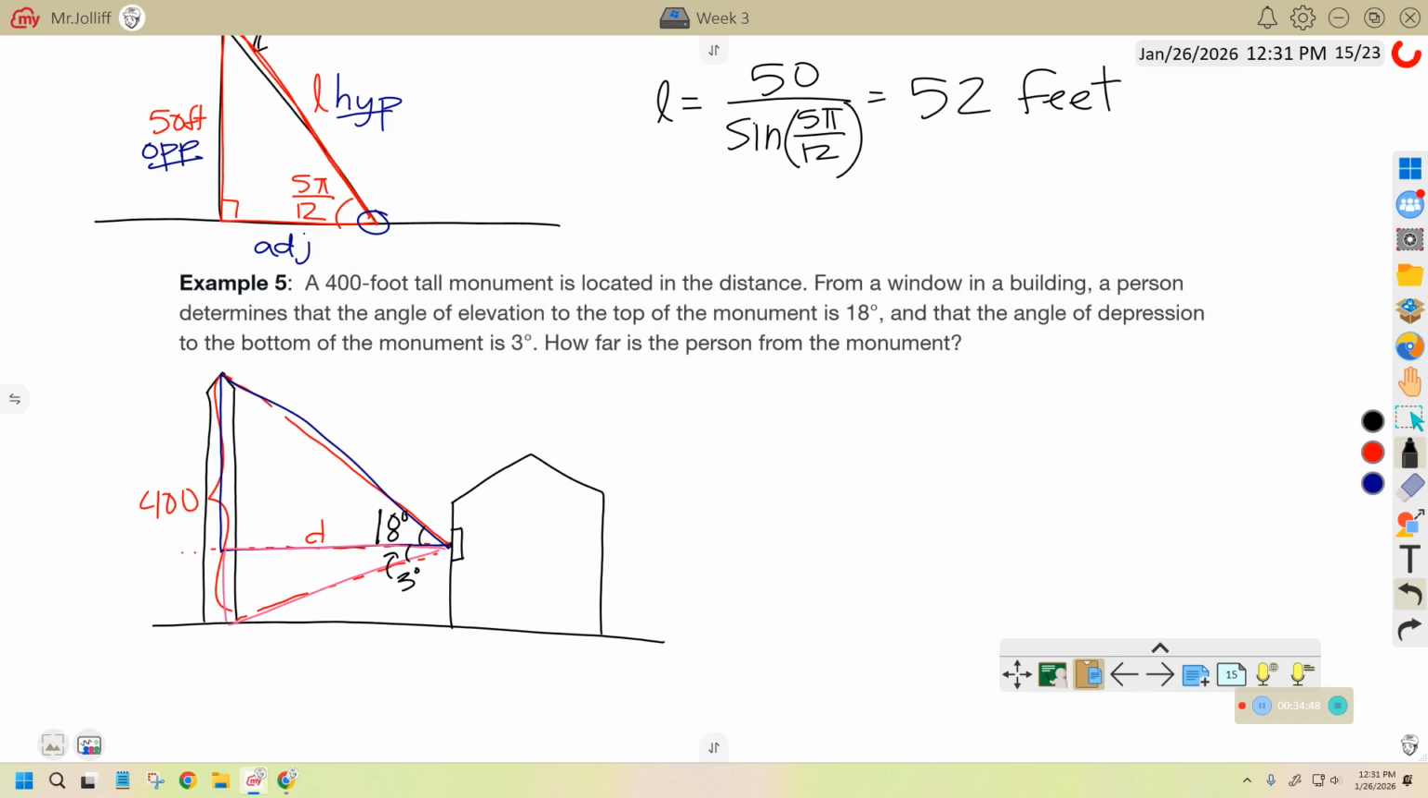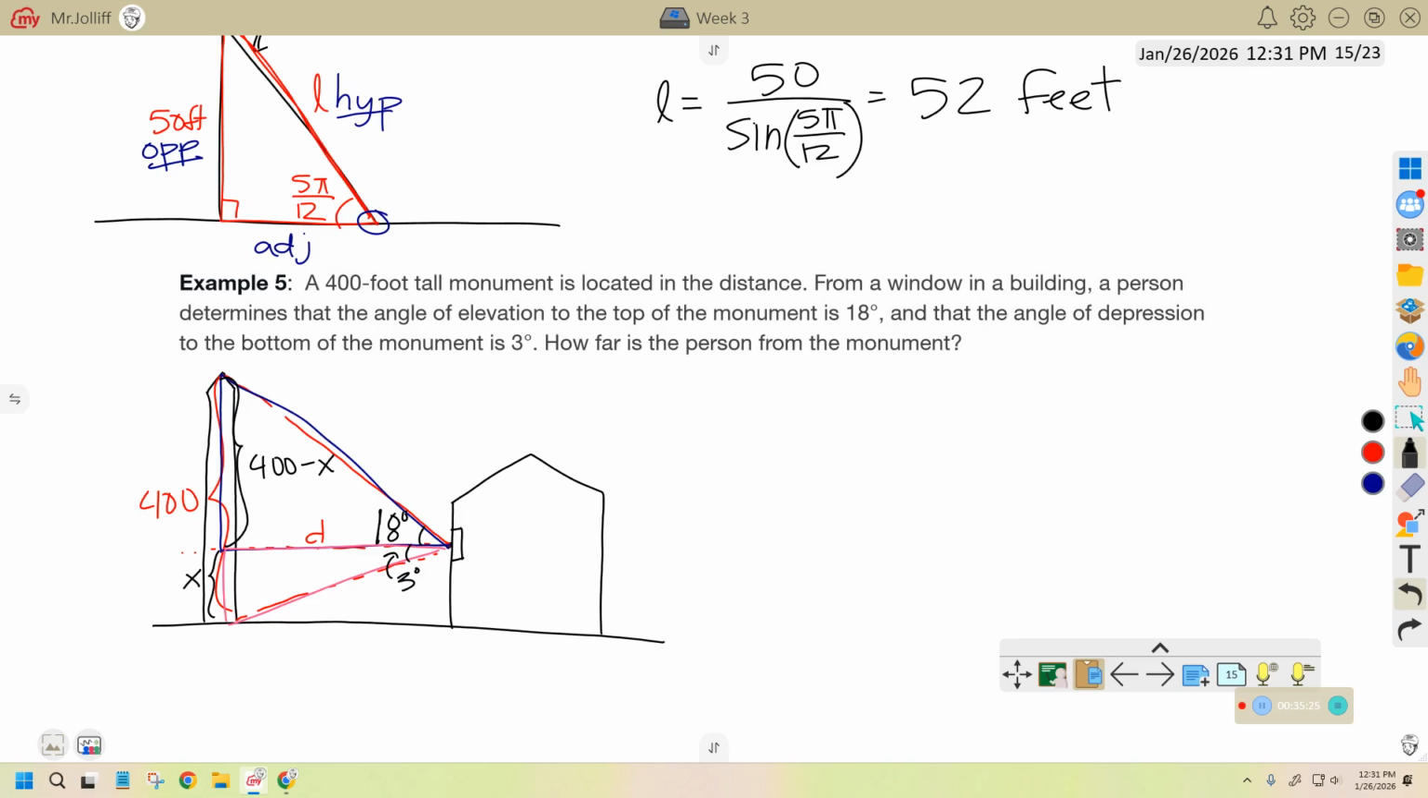In that picture, there are two different right triangles. I don't know what either one of these side lengths are, but I do know they add to 400. So I'm going to call this side length x. And if this side length is x, what is this side length? Yeah, the difference between x and 400, because if I add them together, I have to get 400 back, because the whole building's 400.